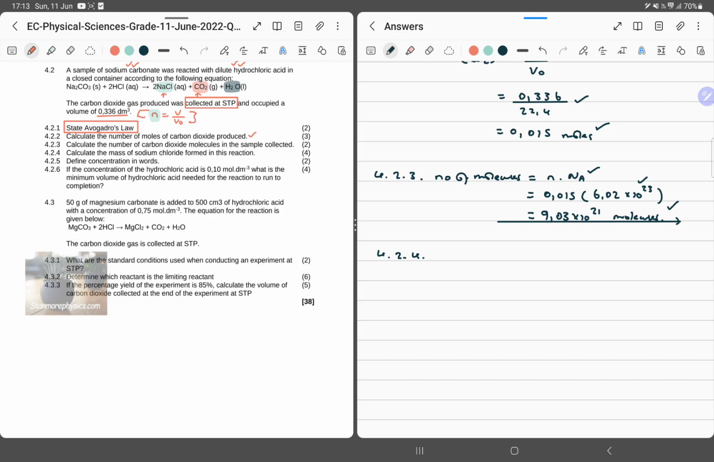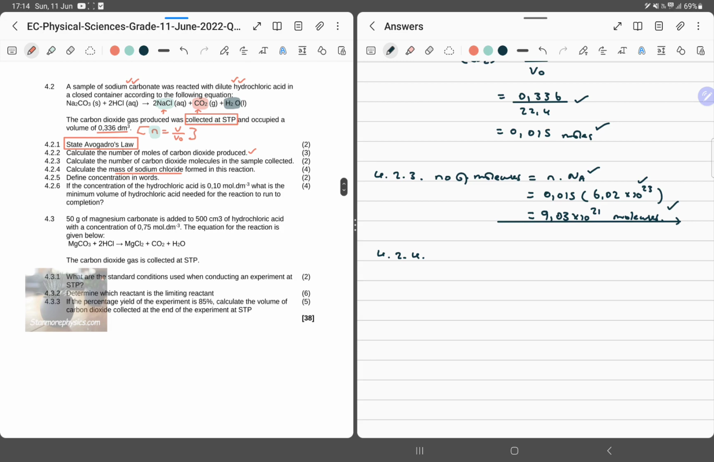4.2.4 says, calculate the mass of sodium chloride formed in this reaction. Okay, so we're going to use what we know. What we know is the number of moles of carbon dioxide we produced. And this is a 2:1 or 1:2 situation. So we can simply say the number of moles of NaCl is going to be equal to 2 times the number of moles of CO2 produced.